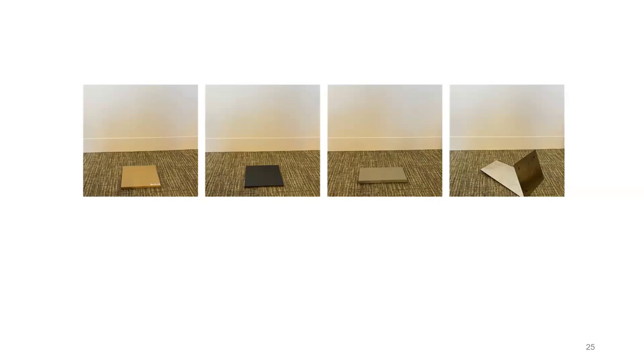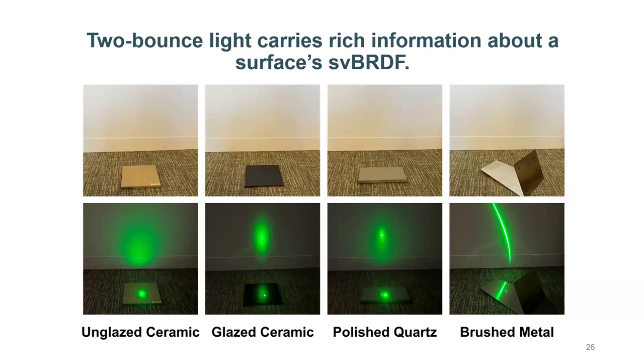But now here are photos of the same four materials, except this time I've shined a laser pointer on all of them, and you can see the two bounce returns that scatter off of the wall behind the material samples. And so while it's hard to differentiate the BRDF characteristics of the samples from these regular photographs, their two bounce returns are, you know, unmistakably distinct.